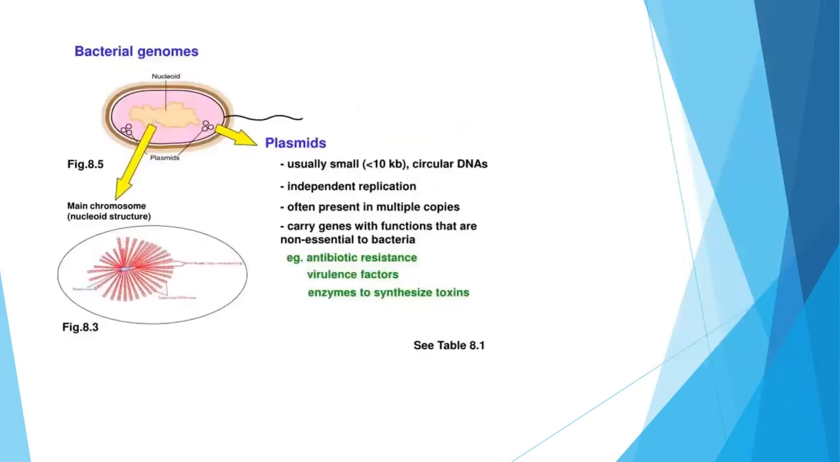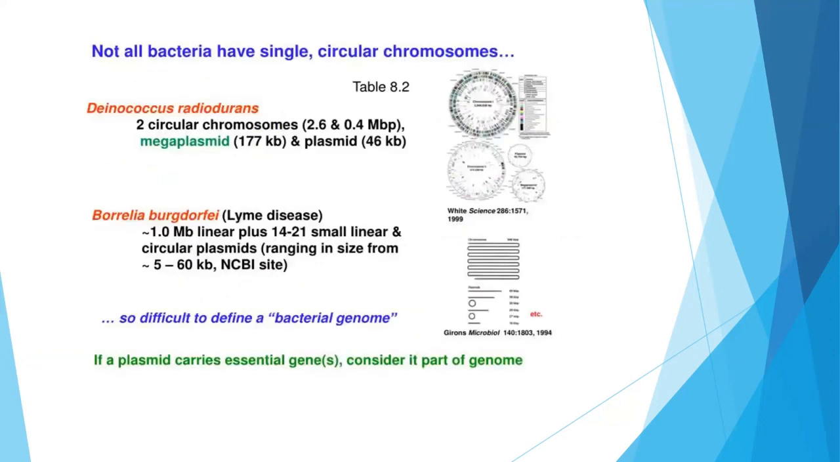So the bacterial genomes also contain plasmids. Now, plasmids are usually small, circular DNAs. They are independent in replication. They are often present in multiple copies and they carry genes with functions that are non-essential to bacteria, for example antibiotic resistance, virulence factors, and enzymes to synthesize toxins. Now, not all bacteria have a single circular chromosome. For example, Deinococcus radiodurans contains two circular chromosomes, and it also contains a megaplasmid and a plasmid too. Borrelia, which causes Lyme disease, consists of small linear and circular plasmids.